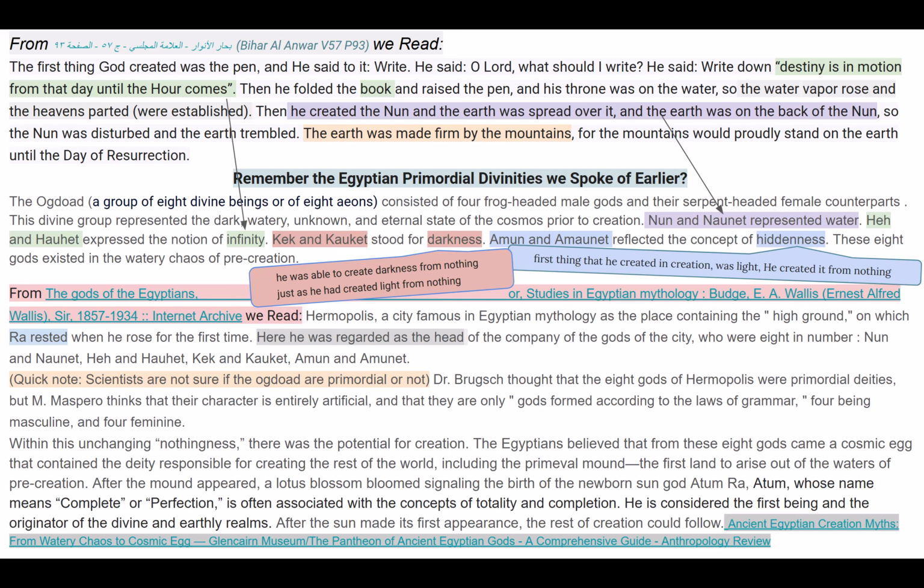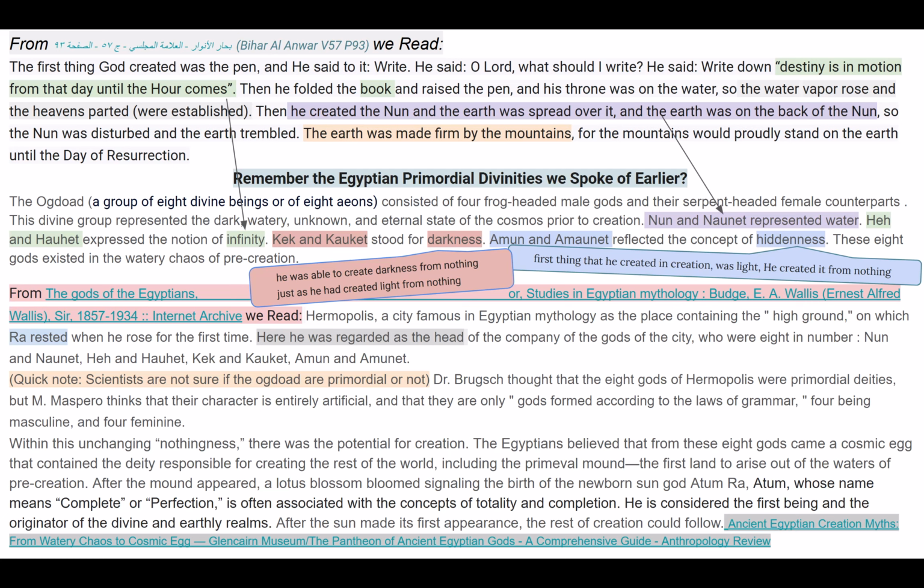Let's go ahead and start reading from the Egyptian sources. The Ogdod, a group of 8 divine beings, or of 8 aeons, consisted of 4 frog-headed male gods and their serpent-headed female counterparts. This divine group represented the dark, watery, unknown, and eternal state of the cosmos prior to creation. So this is what the cosmos looked like prior to creation.